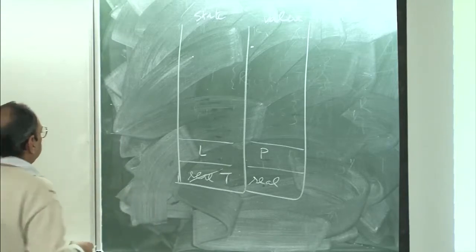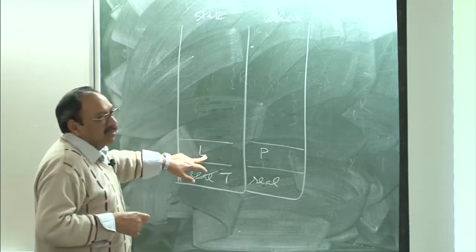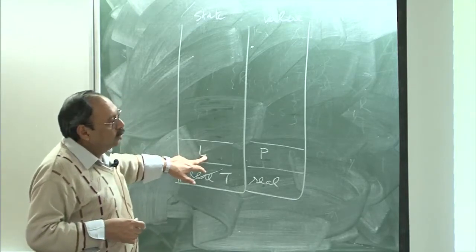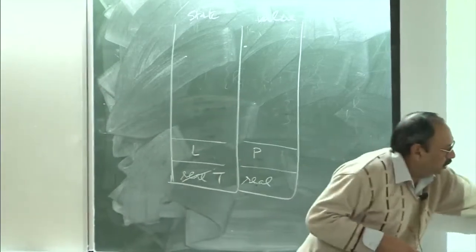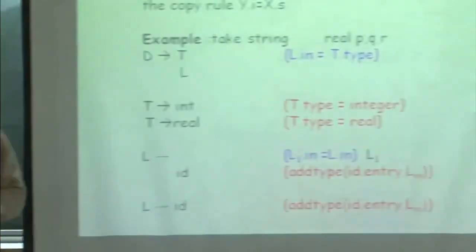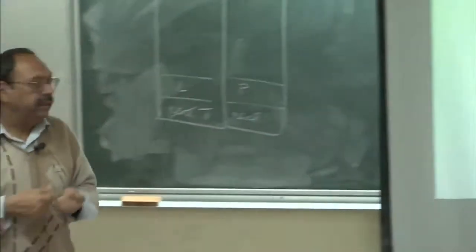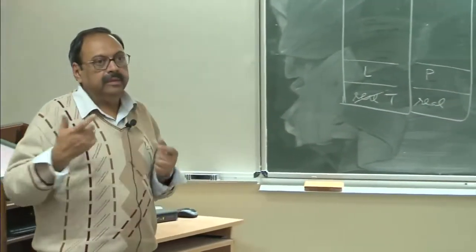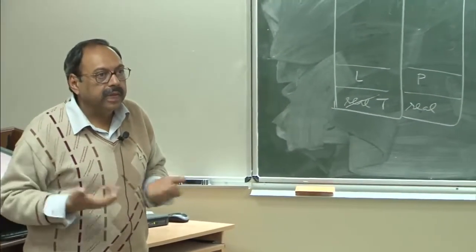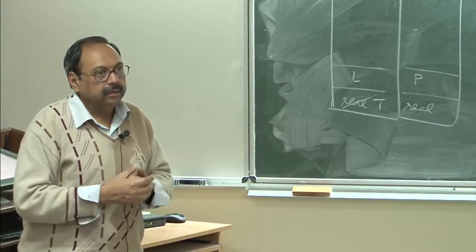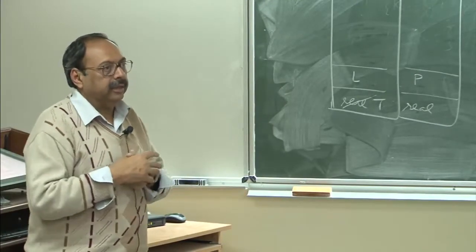So, when this reduction takes place, where this was ID and L goes to ID, I want to take this action. What is the action here? I want to make an entry in the symbol table saying that the type of P is, what is the type of P? Real. Now, where is real on the stack?